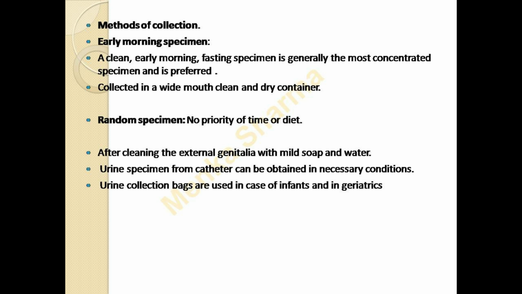Now comes random specimen. What is random specimen? The specimen which is collected at any time of the day, with no priority of time or diet, is known as random specimen. It is obtained after cleaning the external genitalia with mild soap and water. Urine specimen from a catheter can also be used if there are necessary conditions. Urine collection bags are used if the patient is an infant or an elderly patient.